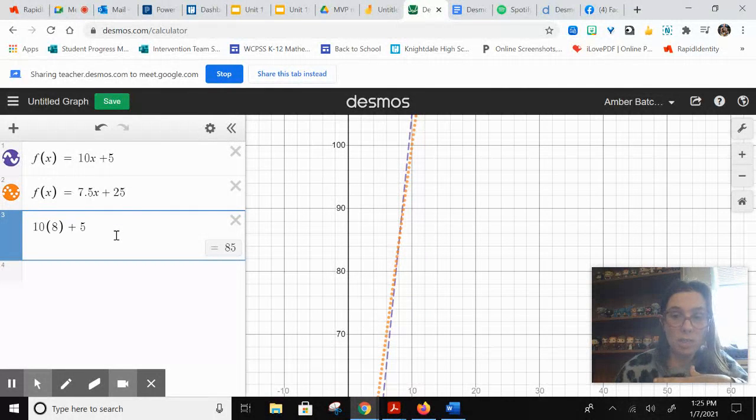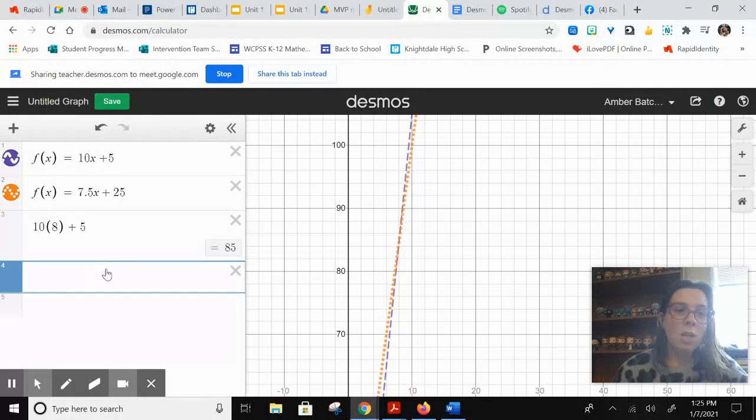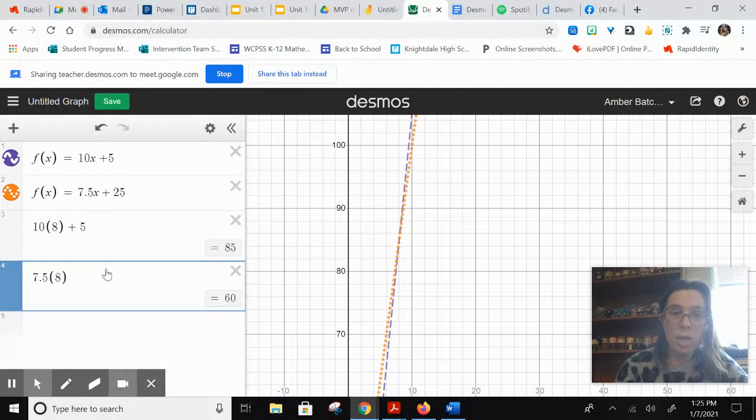Now I want to make sure it does the same thing on the other one. So 7.5 times 8, again, use parentheses, plus 25. 85. Did I get the same answer? Yes. So is my answer 8 for the x value and y is 85? Yes. Did I solve this system by graphing? Yes. We have now shown how to solve a system by graphing using the Desmos calculator.